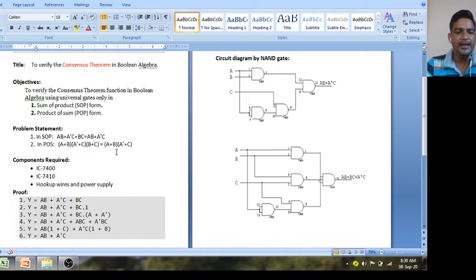Similarly, you can prove this POS form. You do not need to worry about this. Just take the dual of every step. Dual of every step, you will get this: A plus B or A dash plus C.